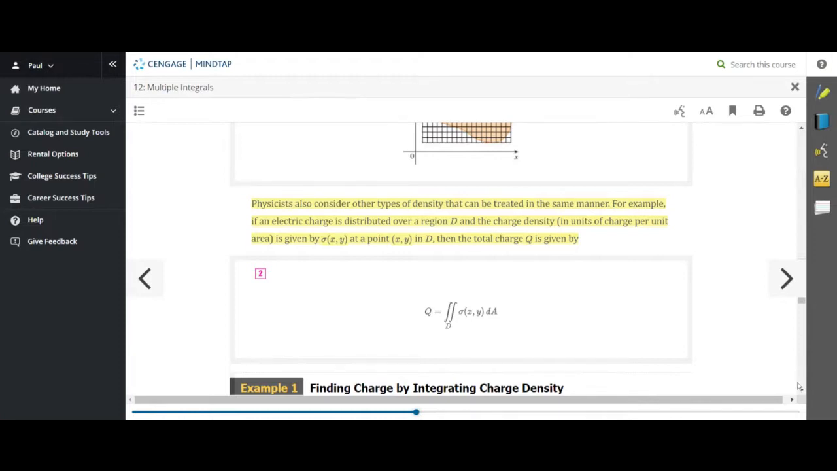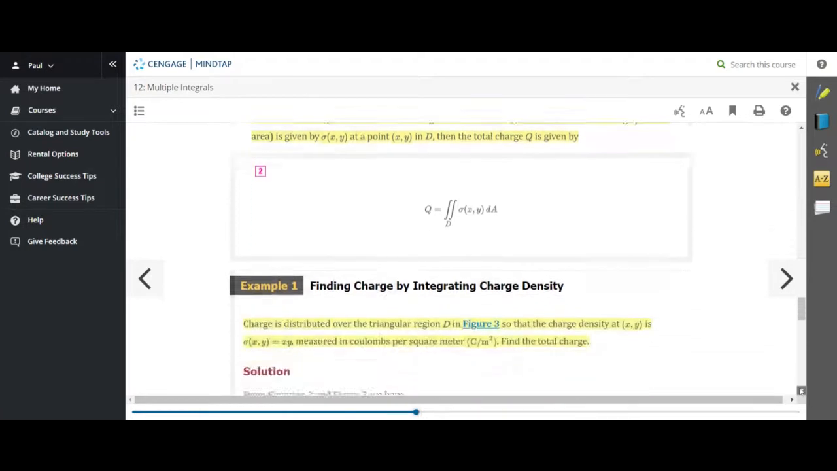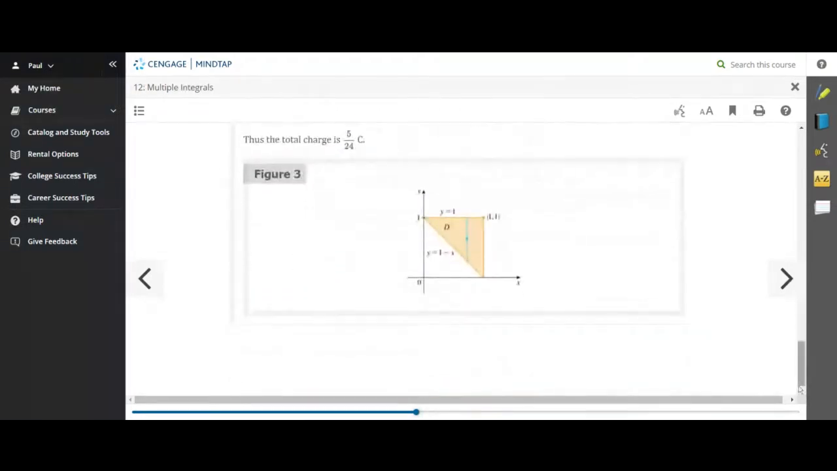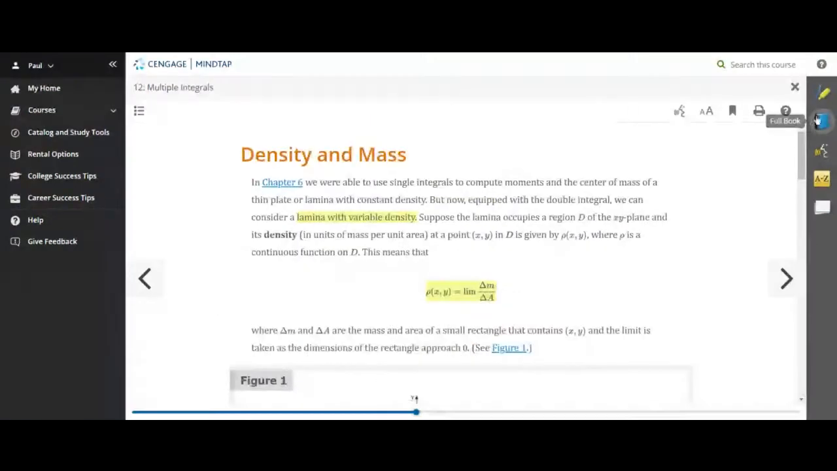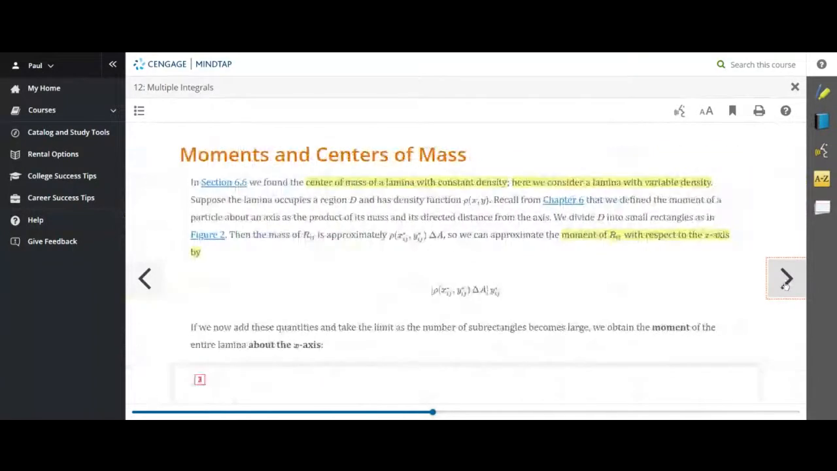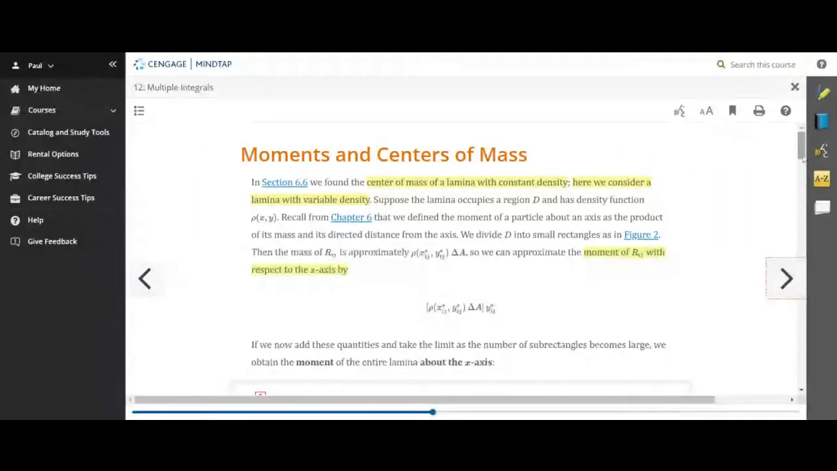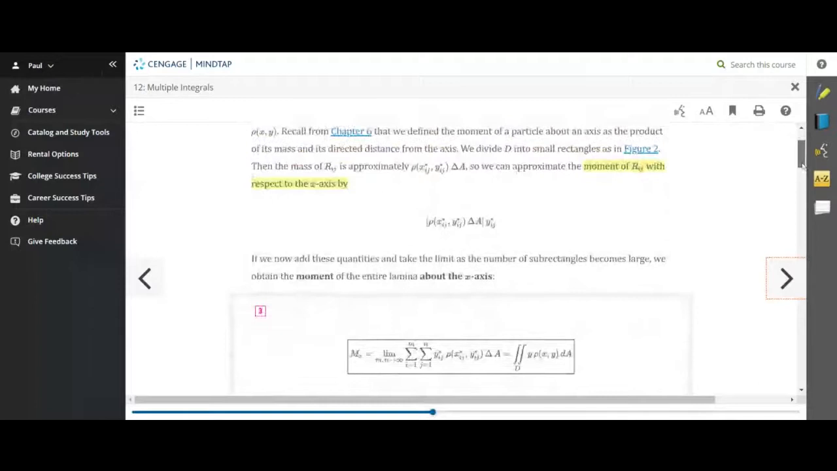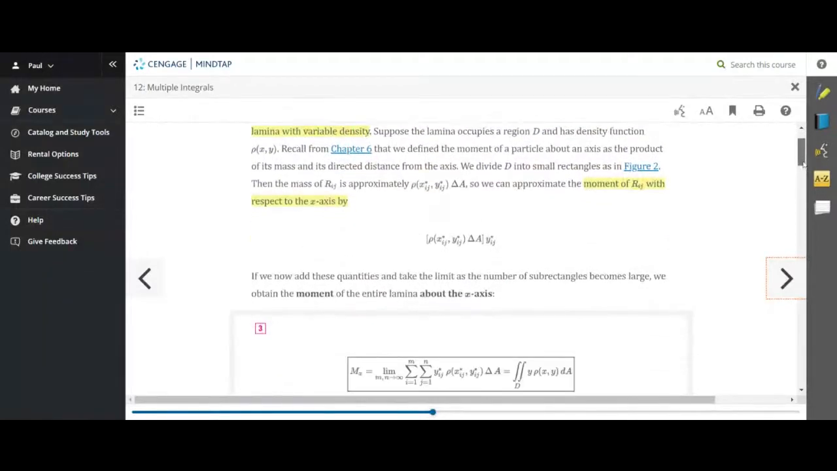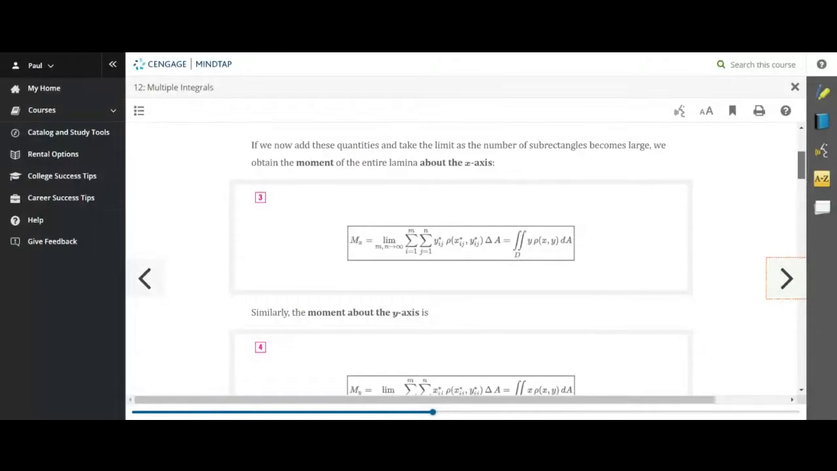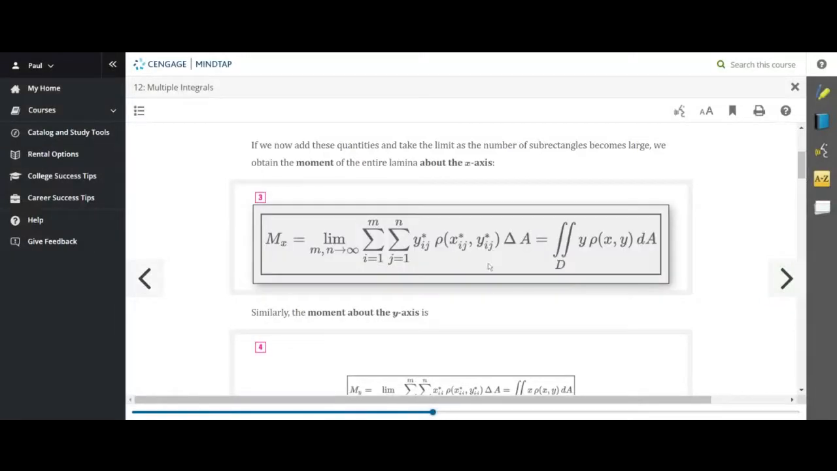So they have examples here. I really just want to go over the formulas. Every homework problem for this section is going to have a help aid to it. So I want to go over the theory a little bit and go from there. So you have then moments about axes.